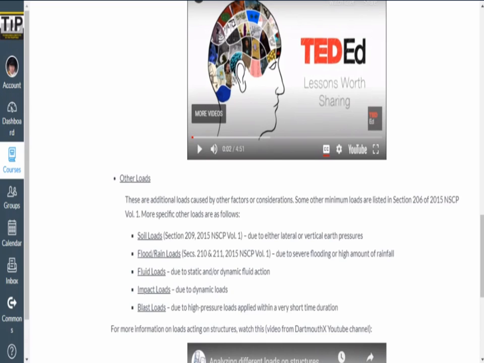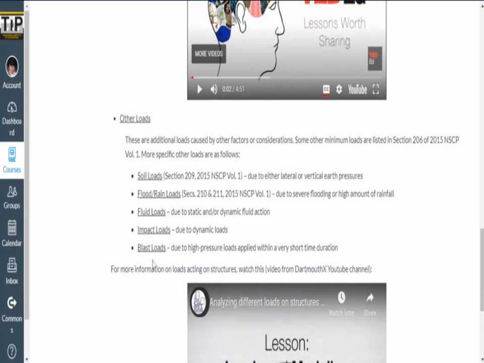Or say in factories you have cranes, you also need to consider the impact loads contributed by the lifting action of the crane. Okay? Then blast loads are due to high pressure loads applied within a very short time duration. So for example, if you want to design a military camp, you don't want your camp to be bombed easily. So that's why you need to design your military camps considering blast loads as well. Okay?